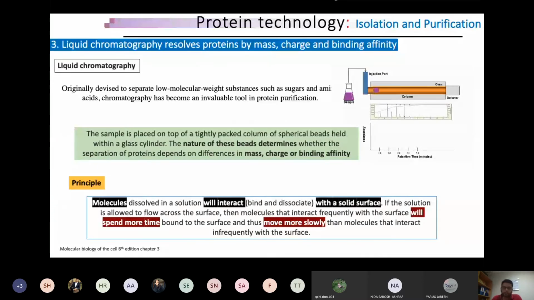Now there is a third strategy. We have talked until now about two different strategies for protein purification. One was centrifugation, the other one was gel electrophoresis. Now there is a third strategy, which is called liquid chromatography. Can somebody tell me why it is liquid chromatography, not gas or any other chromatography? I mean, of course, there is gas chromatography and liquid chromatography. Why only liquid chromatography?